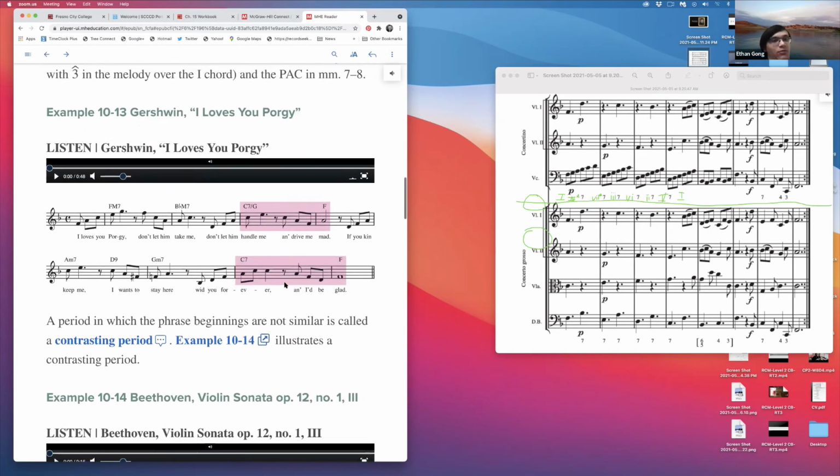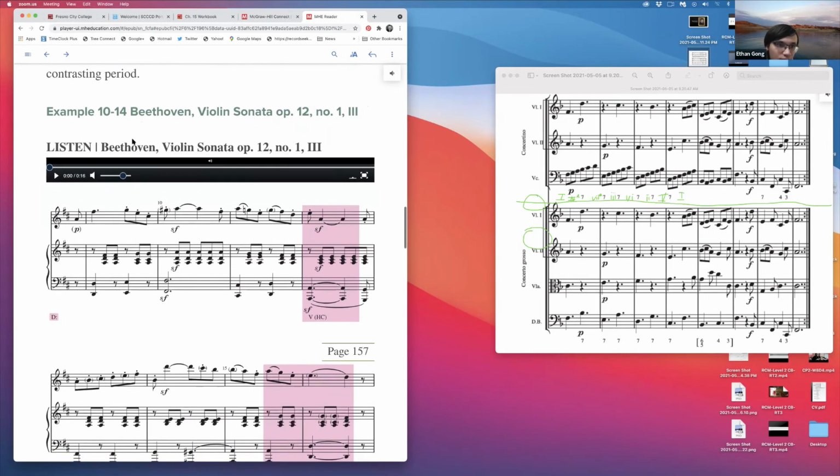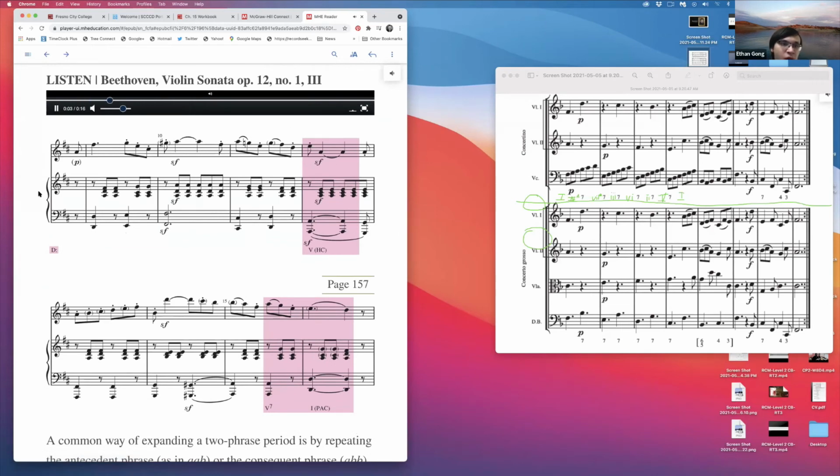It's the parallel double period where it starts getting a little sketchy. A period in which the phrase beginnings are not similar is called a contrasting period. Here's one. Example 10:14. I cannot find that nice section where they broke it down so beautifully in Canadian books. I'm probably off by a level or two.